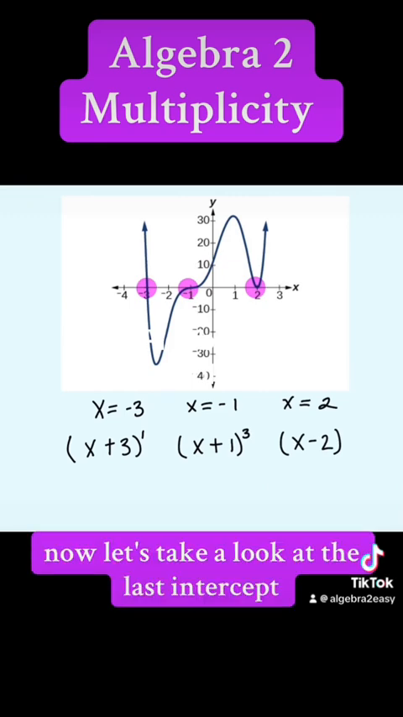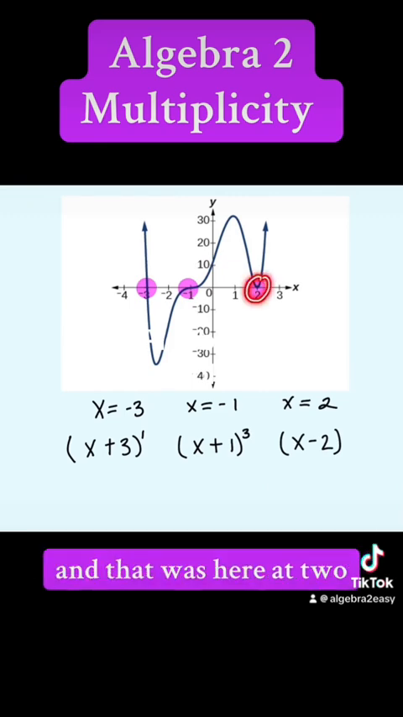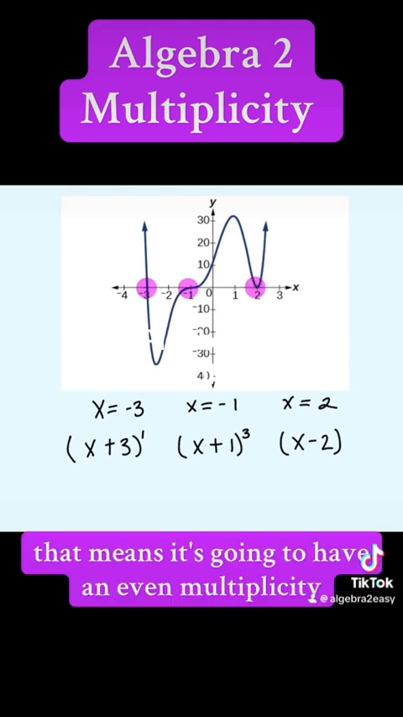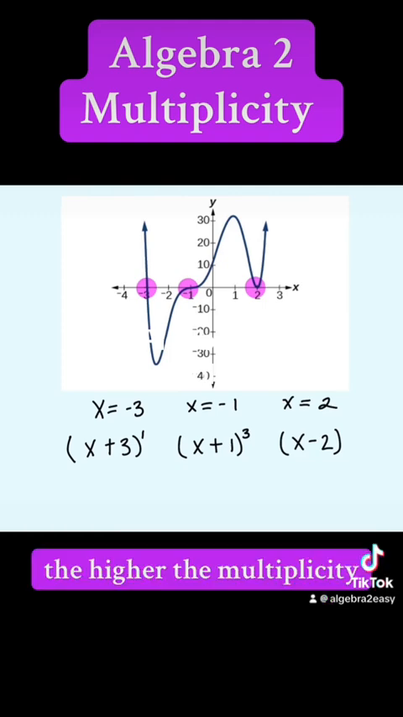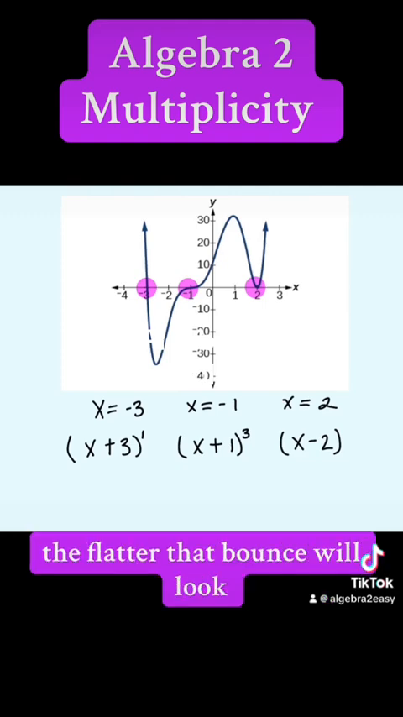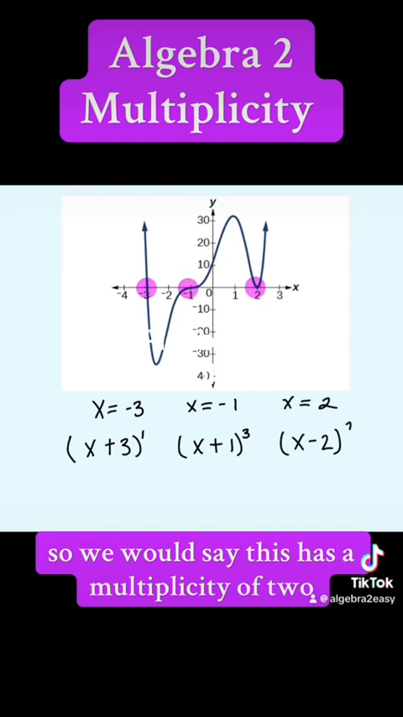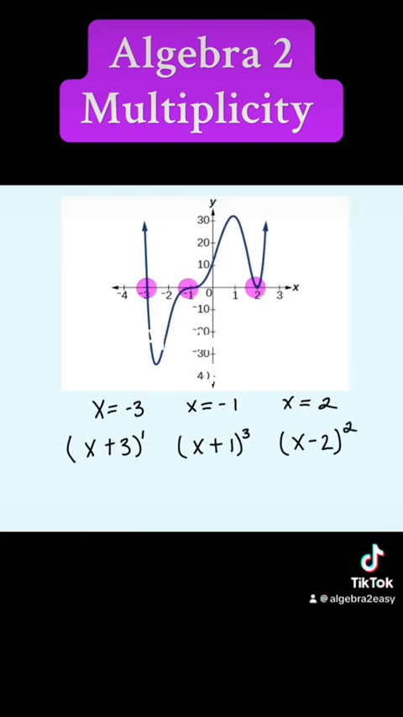Now let's take a look at the last intercept, and that was here at 2. Notice how it just touches the x-axis and bounces back up. That means it's going to have an even multiplicity. The higher the multiplicity, the flatter that bounce will look. This is not a flat line, it just bounces right back. So we would say this has a multiplicity of 2.